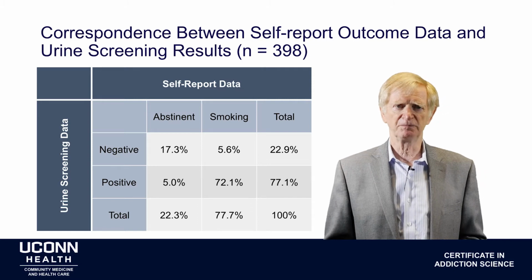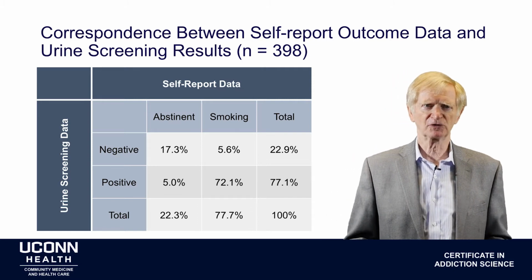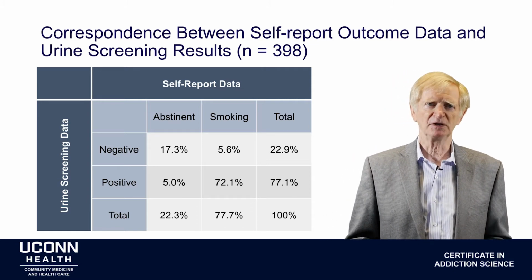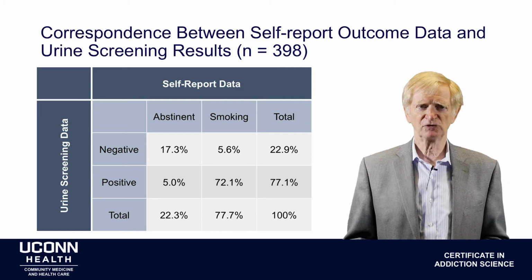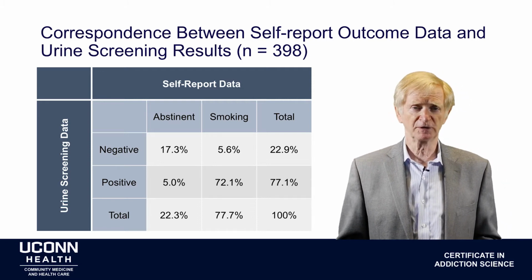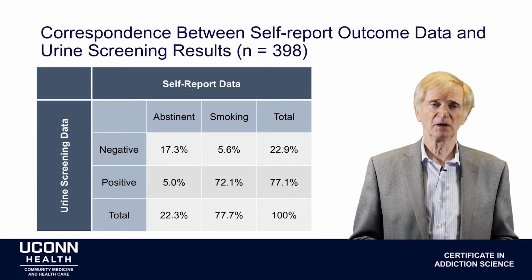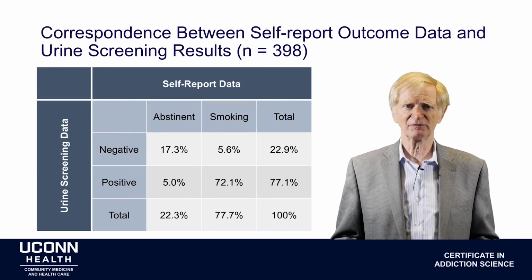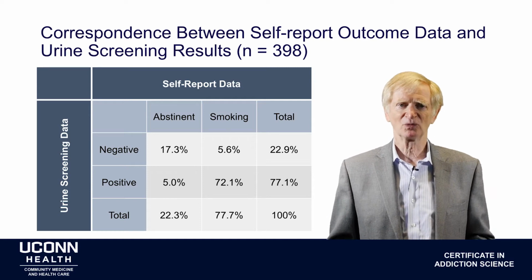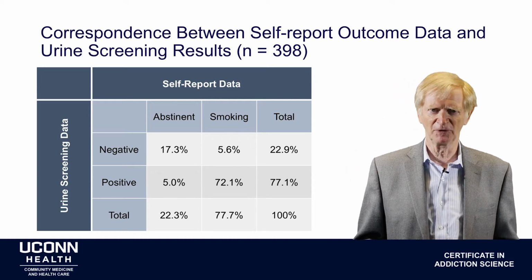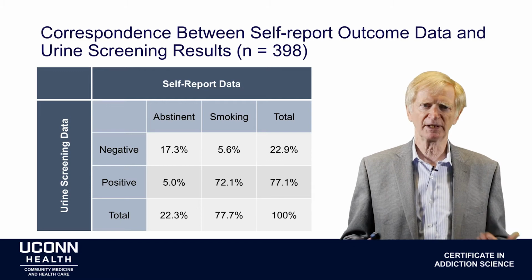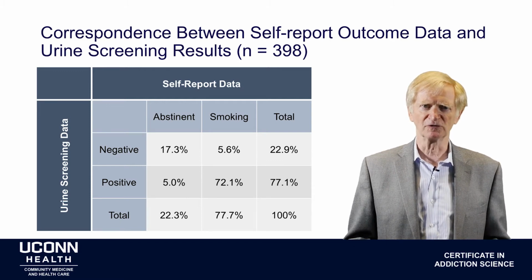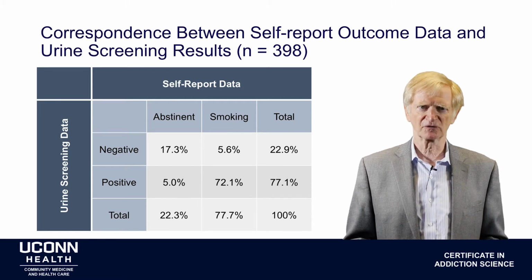Now look at the bottom row, under the total, under the self-report data, 22.3% reported that they were abstinent, and 77.7% reported that they were smoking at 4-month follow-up. Those are virtually identical proportions to the urine screen results.